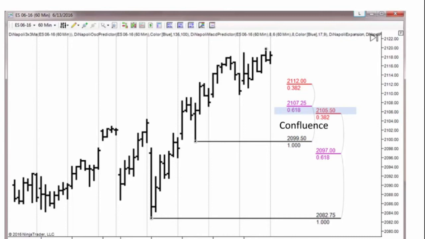Very simply, this is a 60-minute chart, and we have a confluence area. The confluence area is formed by the focus number, which is, let's see if I can get a red dot here.